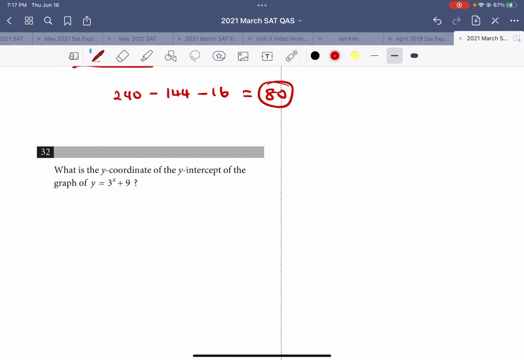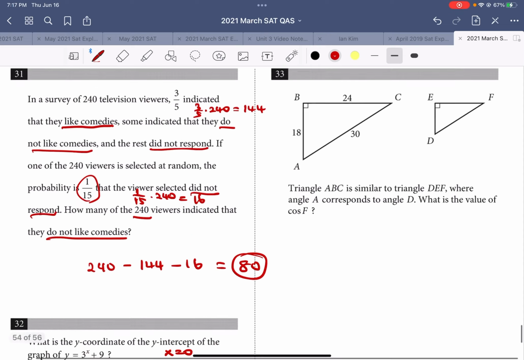Number 32. What is the y-coordinate of the y-intercept? Y-intercept means set x equals 0. So y equals 3 to the 0 plus 9. Anything to the 0 power is 1, so 1 plus 9. So the answer is 10. Okay, 10 is the y-coordinate of the y-intercept.